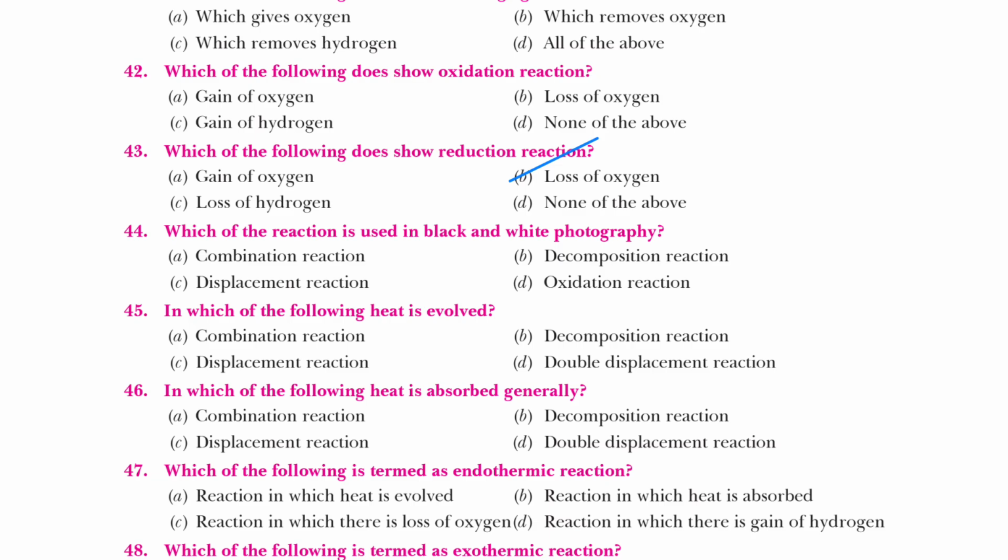44th question, beta, which of the following reactions is used in black and white photography? In black and white photography, the silver bromide reaction is a decomposition reaction. That's why B1 is correct. In which of the following is heat absorbed generally? Heat is absorbed generally in a decomposition reaction, these are endothermic in nature. That's why heat is absorbed.